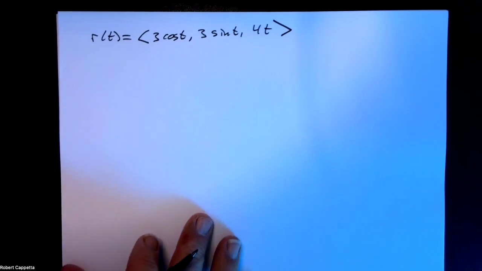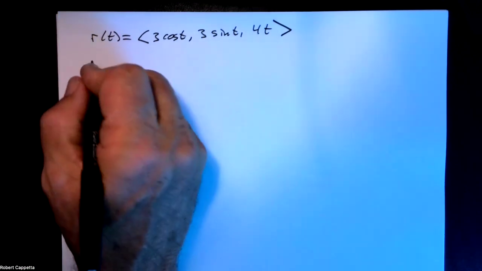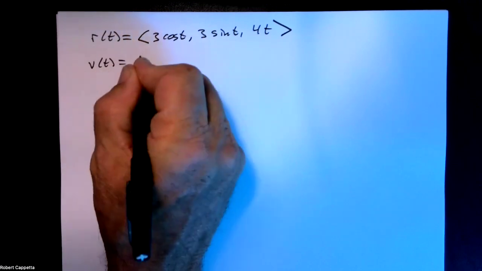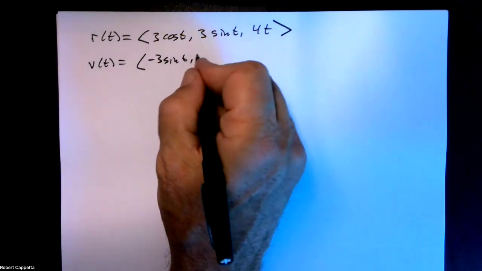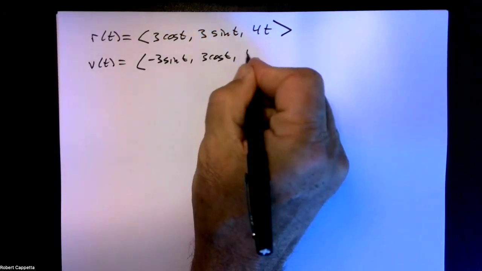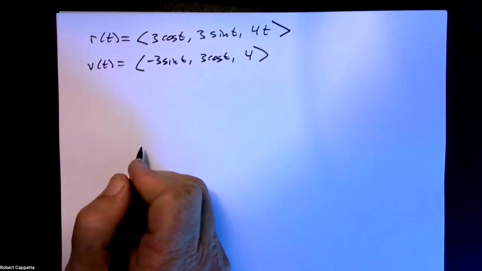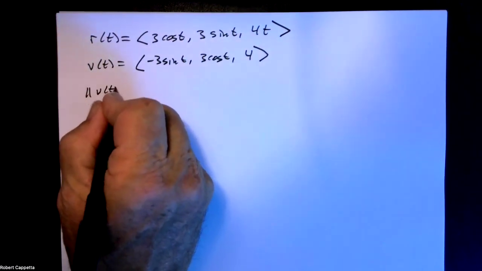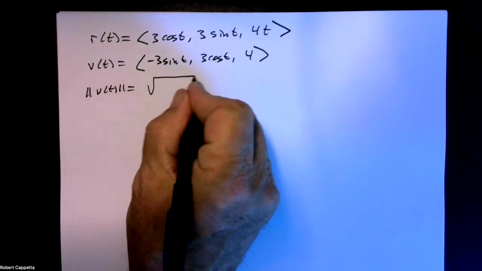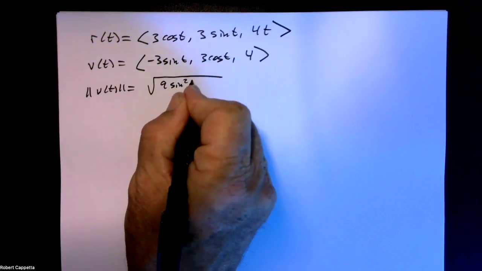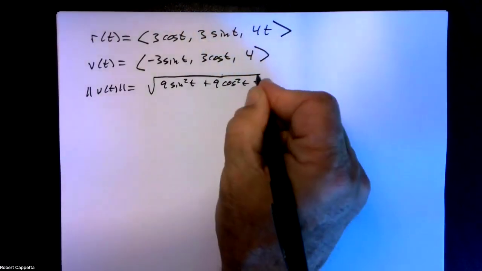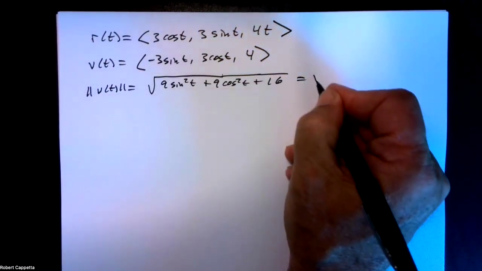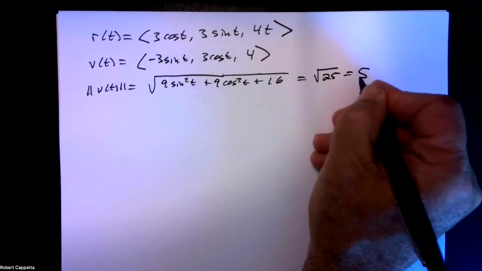So let's look at this example with the goal of finding both big T of t and big N of t. We start by finding the velocity, which is going to be -3 sine t, 3 cos t, 4. And we're going to find the speed. It is going to be the square root of 9 sine squared t plus 9 cos squared t plus 16. That's 9 plus 16. That's root 25, which is 5.